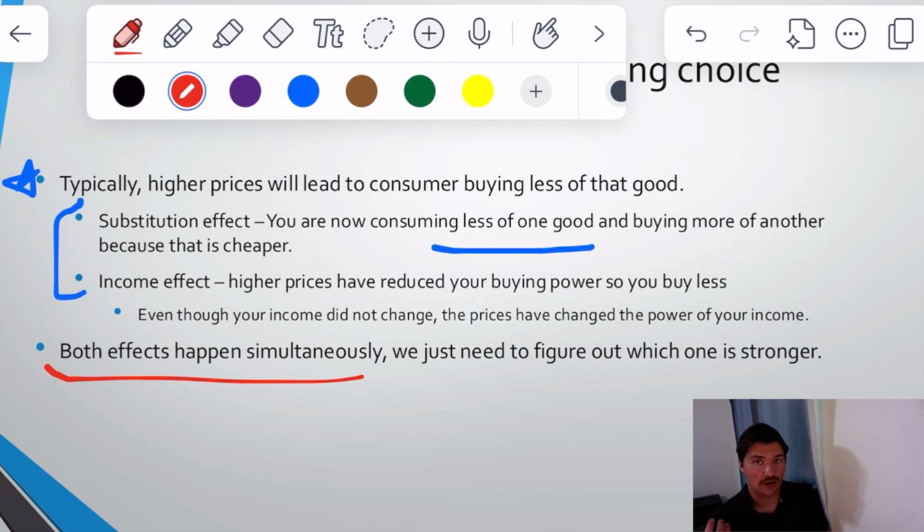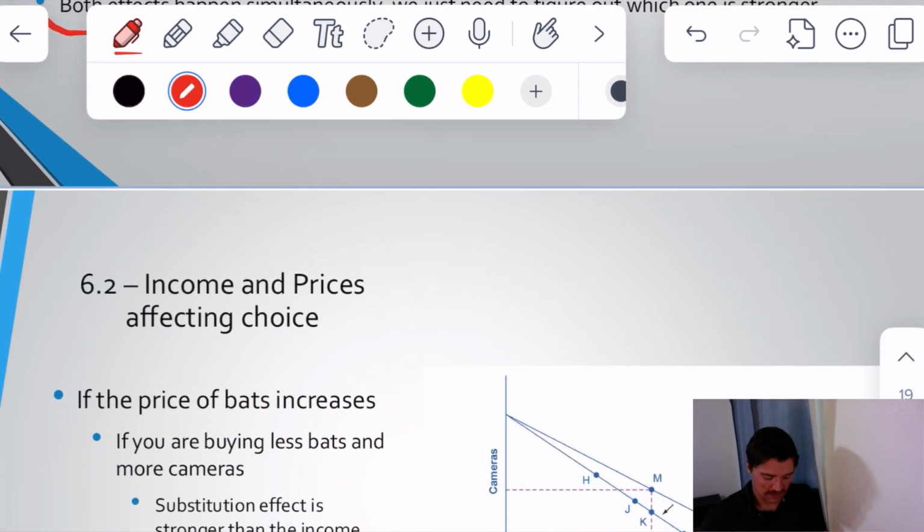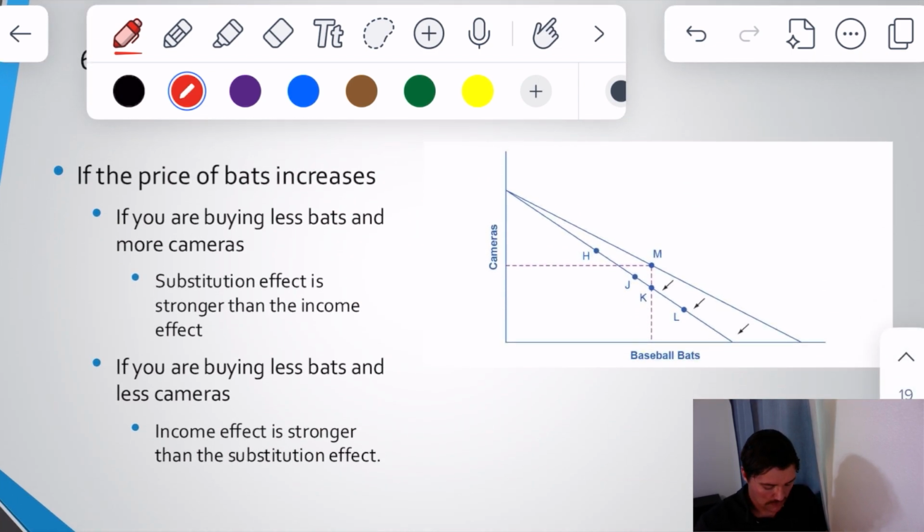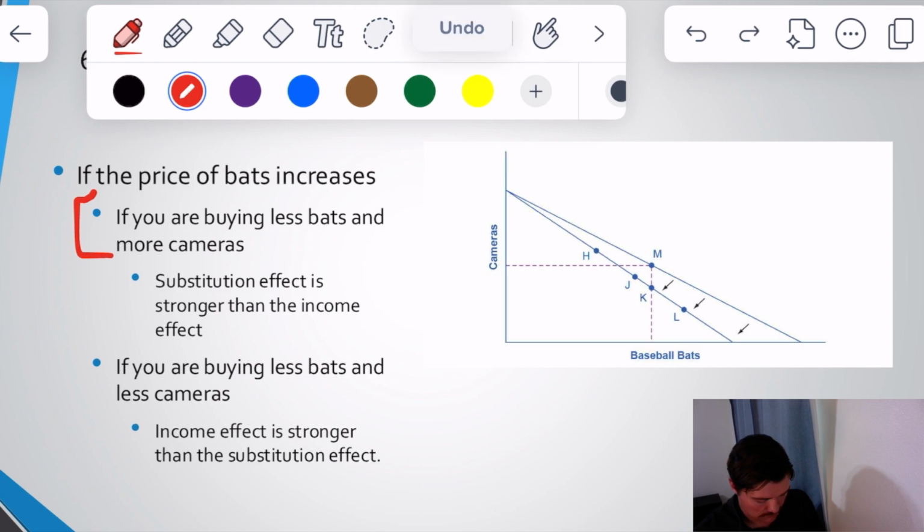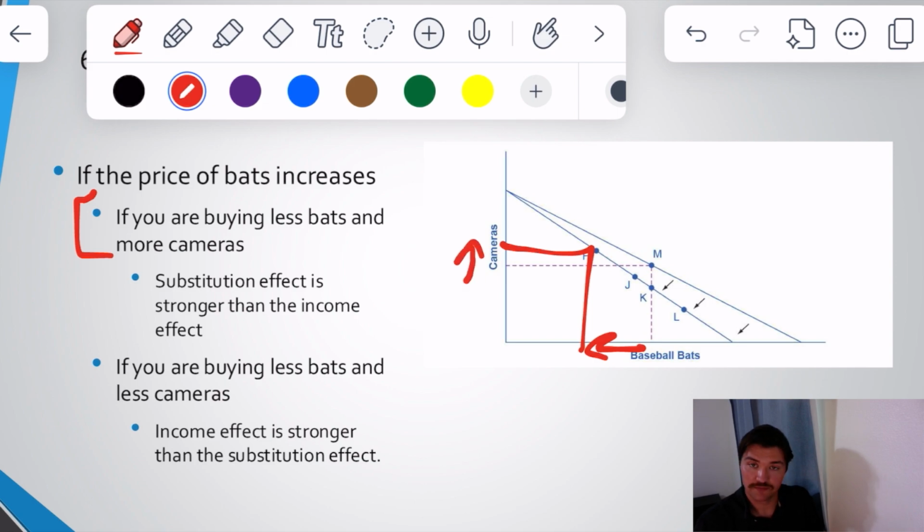Now, whether you buy more or fewer cameras will show us if the substitution effect is stronger or the income effect is stronger. I'll show you what we mean in a second. Okay? So if the price of a bat increases, you're buying fewer bats and more cameras. Let's say you're going from M to H. You are buying fewer bats, that is true, but you are buying more cameras. See how we are substituting the bats for the cameras.